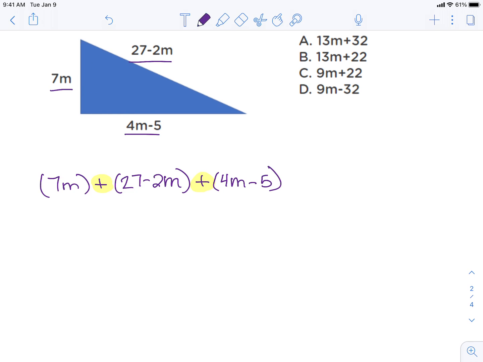Okay, so I have a 7m, a negative 2m, and a 4m. Well, 7m minus 2 is 5m. 5m plus 4m is 9m. Then I have 27 minus 5. 27 minus 5 is a positive 22. So I'm looking, sorry, didn't write out correctly, 22. So I'm looking for that as an answer choice, 9m plus 22, answer choice C.